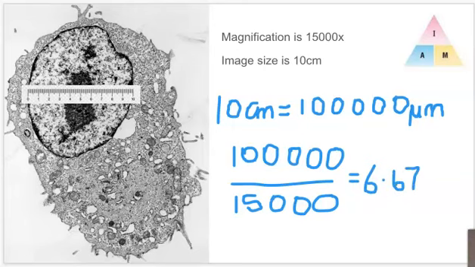The units will be micrometers because we've already done the conversion. And that is the width of our nucleus. And then you think, does that make sense? Yes, that makes sense.